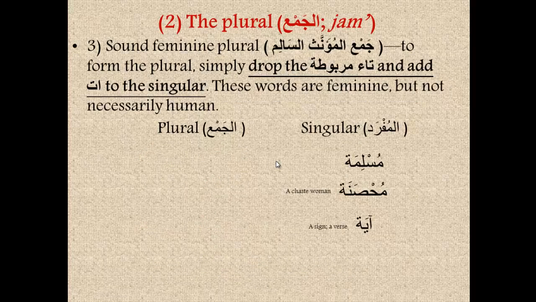And the last type of plural is called the sound feminine plural, Jam' al-Mu'annath al-Salim. To form this, we simply drop the ta marbuta at the end of the feminine singular, and we add at to the singular. We add at, which is an alif and a ta. These words are feminine, but not necessarily human. Let's take a look at a few examples.